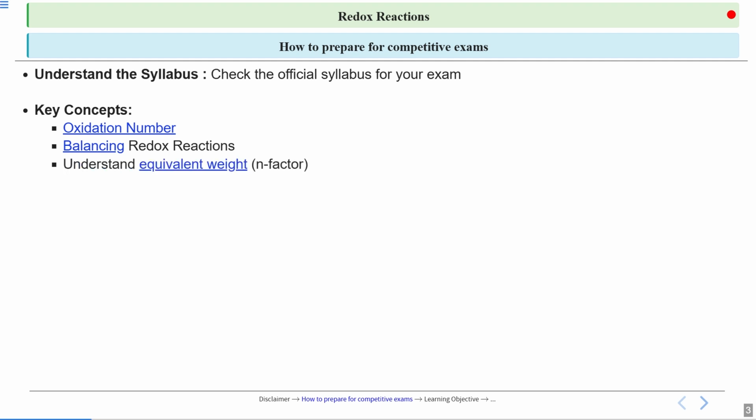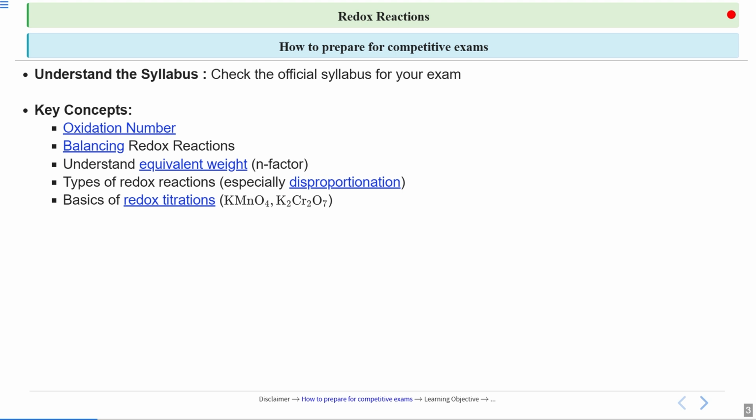Understanding the equivalent weight, that is measured or understood by n factor. Types of redox reaction. Redox titrations.